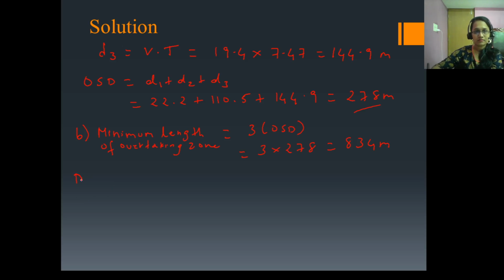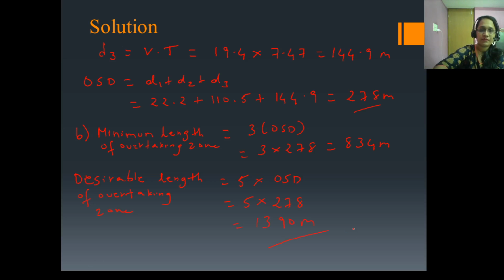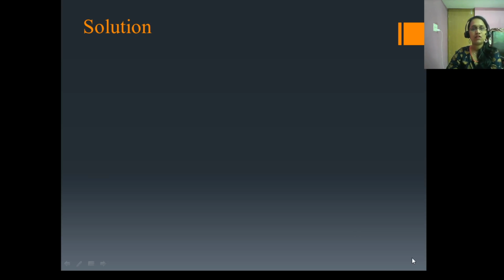So the desirable length of the overtaking zone will be 5 times your OSD. That is 5 times 278, which is 1390 meters. Next we need to draw a sketch of the overtaking zone and show the position of the sign posts. Let's draw here.